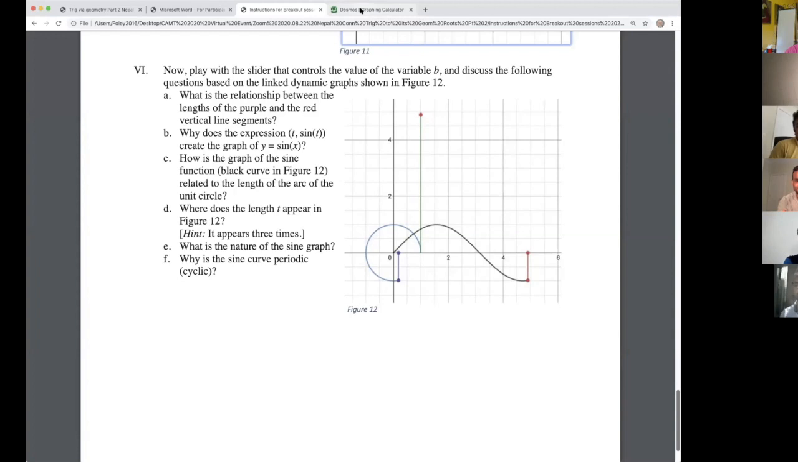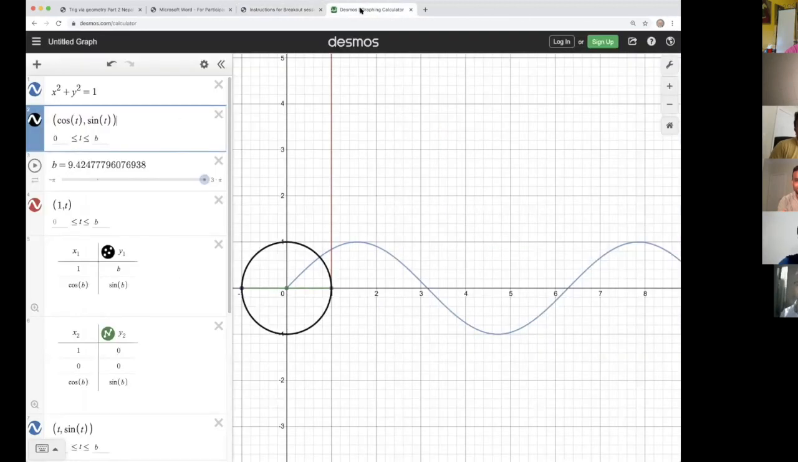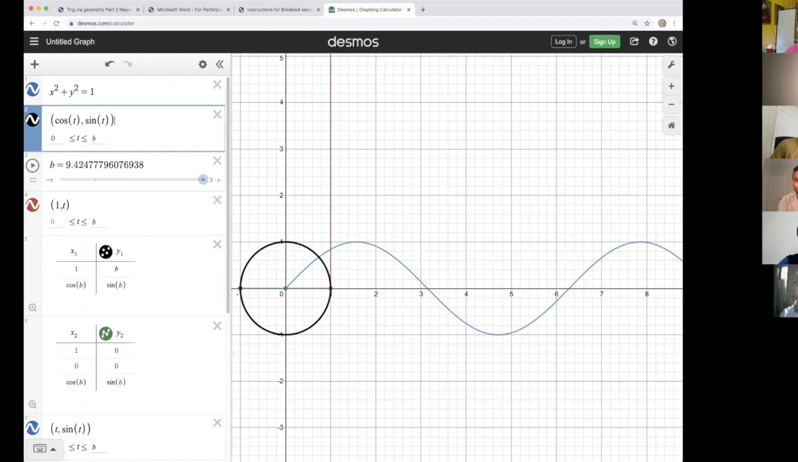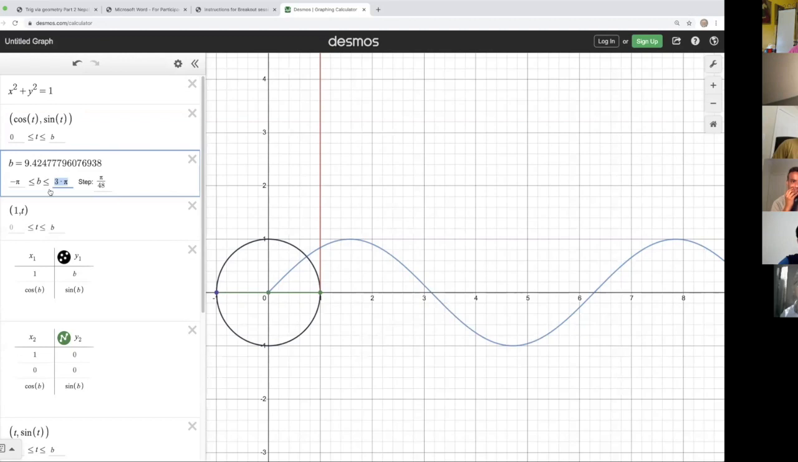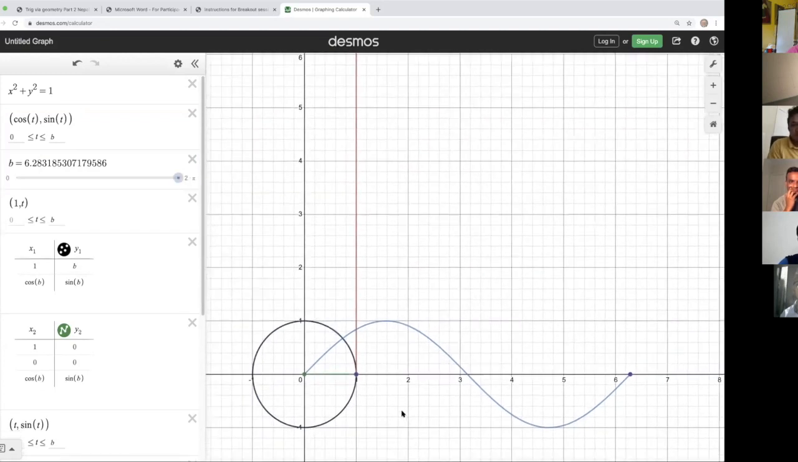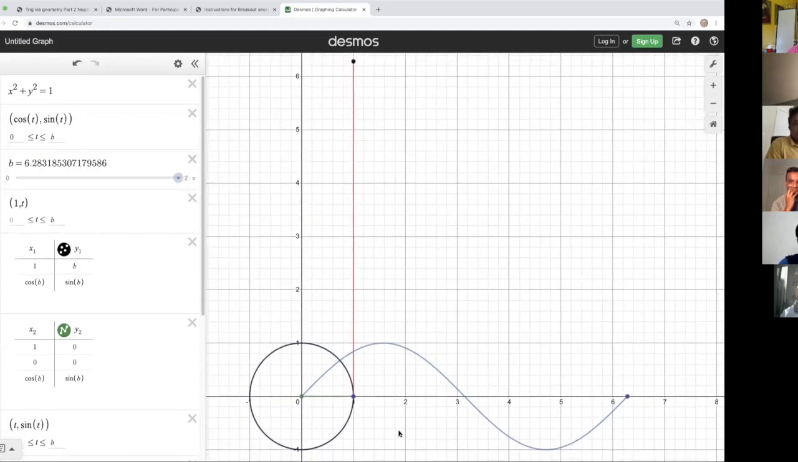I'm going to activate my Desmos. Let's take a look here. I'm going to come up here and limit the n values. I'm going to go from 0 to 2 pi. And I'm going to try to set it up so we can see almost everything here. All right.